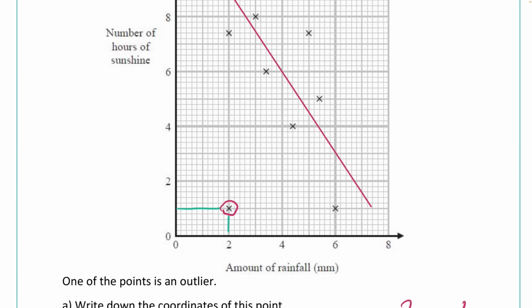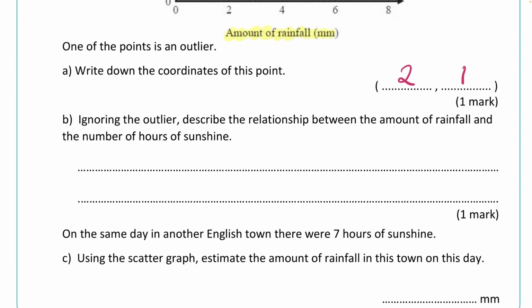Or we could phrase it in reverse. We could say, as the amount of rainfall goes up, the number of hours of sunshine goes down. So either one of those explanations would be absolutely fine. You could obviously write that in your own words, but we are using the language which is on the axes. So we're using these two bits of language here, and we're saying up and down with them. So as the number of hours of sunshine goes down, the amount of rainfall goes up. Or, of course, in reverse.